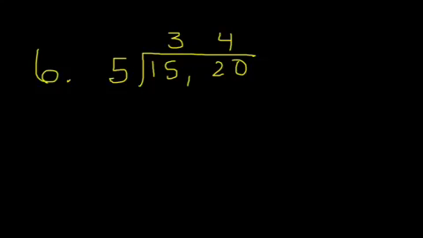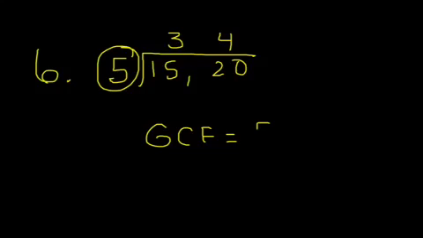3 and 4, the only thing that goes into 3 is 1 and 3. I can't divide both of them by 3. I can't divide both of them by 2. The only thing I can divide both of them by is 1, so I am done. The greatest common factor equals 5.